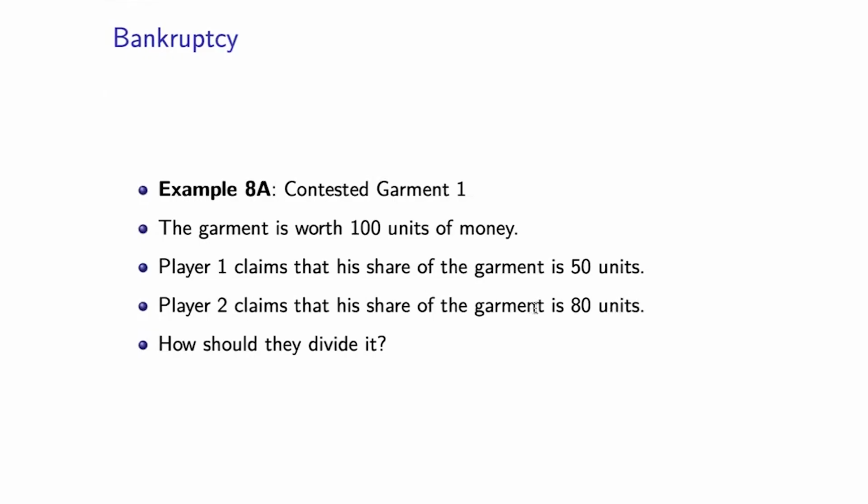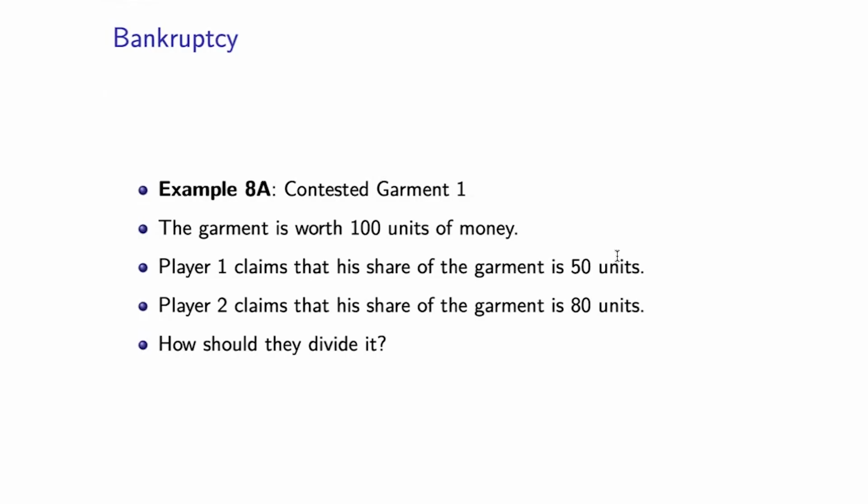And since player 2 is claiming that his share of garments is 80 units, then he is willing to let go as uncontested 20 units. So this is the starting point: player 1 is not contesting 50 units, so this should go to player 2, and player 2 is not contesting 20 units, so this should go to player 1. So that is how 70 units are decided.